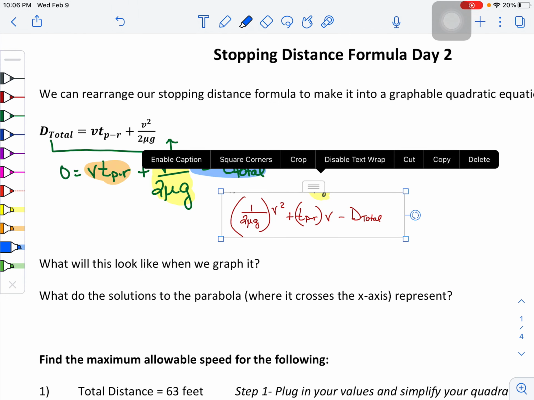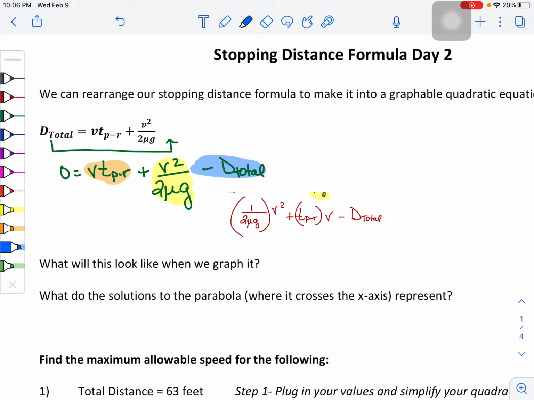Okay, all I did was take the yellow piece, so this is now my yellow piece. I took out all those coefficients and left v squared by itself. And then I have the orange piece, I put the time in front, and then the total here. And we're going to use that formula to put in the calculator.